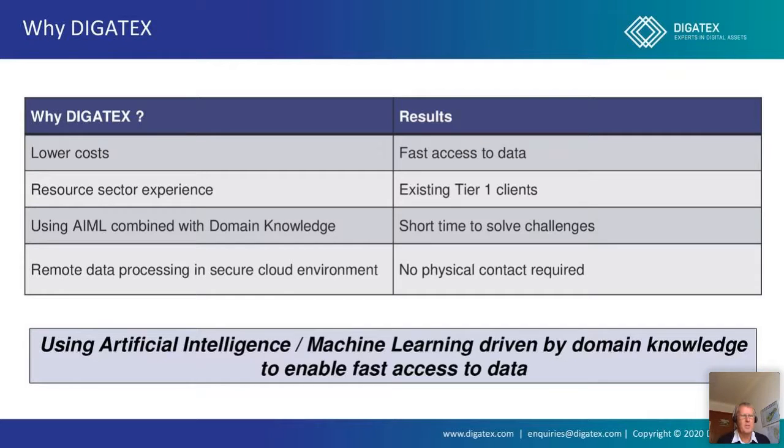So ladies and gentlemen, just in summary, we're using artificial intelligence and machine learning driven by domain knowledge, which is the important point, to enable fast access to your data. And of course, once we've got it within our platform and we've extracted the data, we can do a lot of analysis using very advanced analytics tools as well, which we've done for many of our clients.